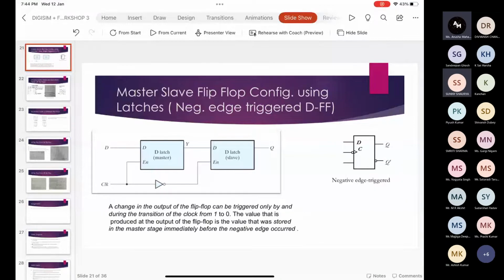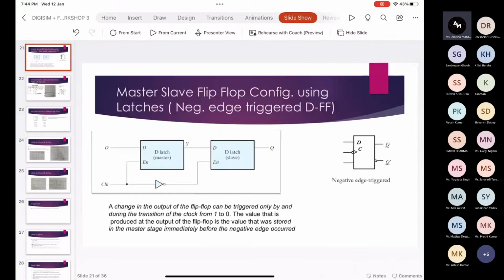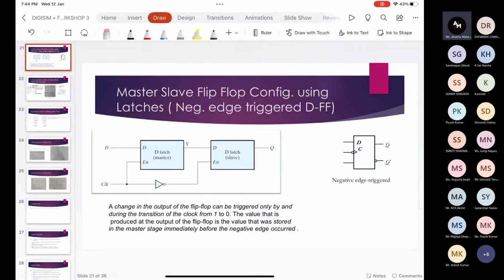Now we will be talking about the master-slave flip-flop configuration using latches. In this, you can see there are two D latches, one master and another one slave. As you can see from the connection of the clock, the master latch will only work when the clock is high, and the slave latch will only work when the clock is low.